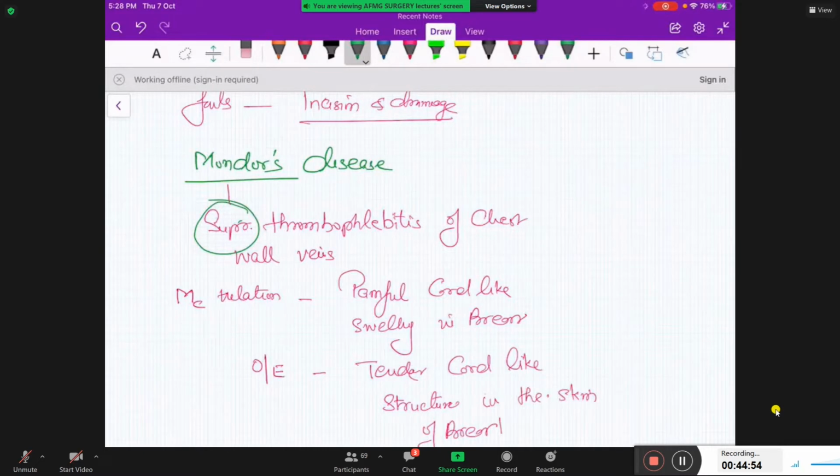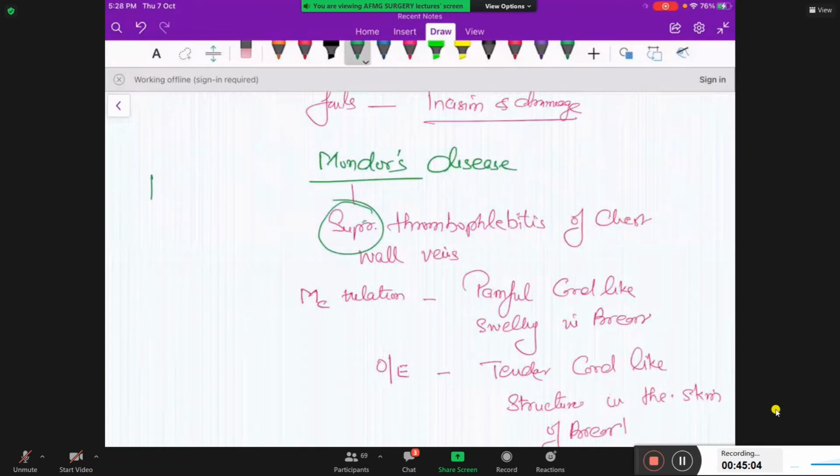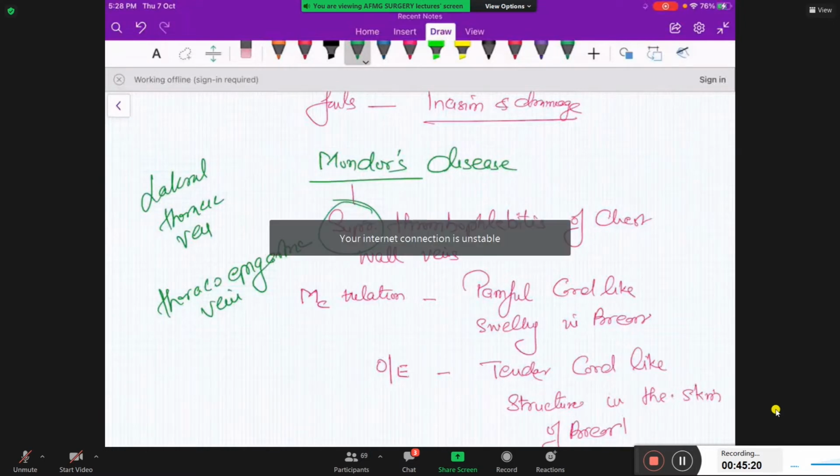The name itself has a superficial. Which type of vein? Mainly the vein involved is the lateral thoracic vein. It can also involve the thoraco-epigastric vein. They will not check you on that. Don't worry.